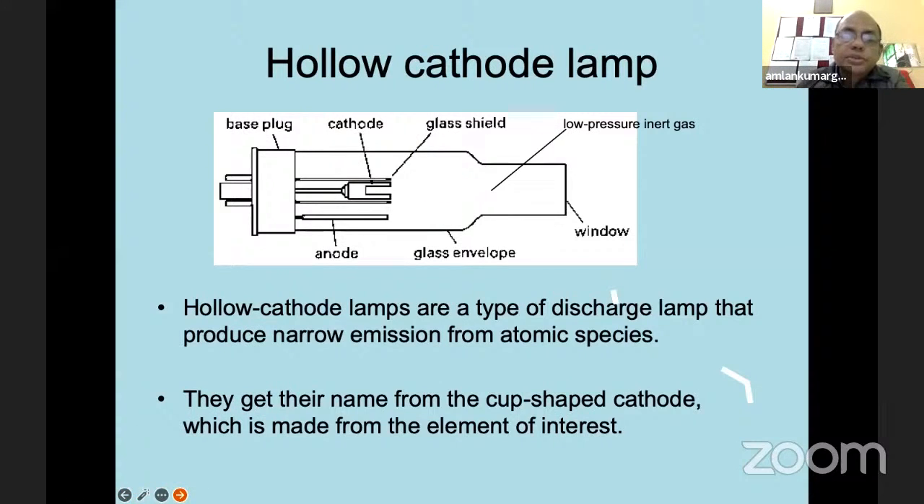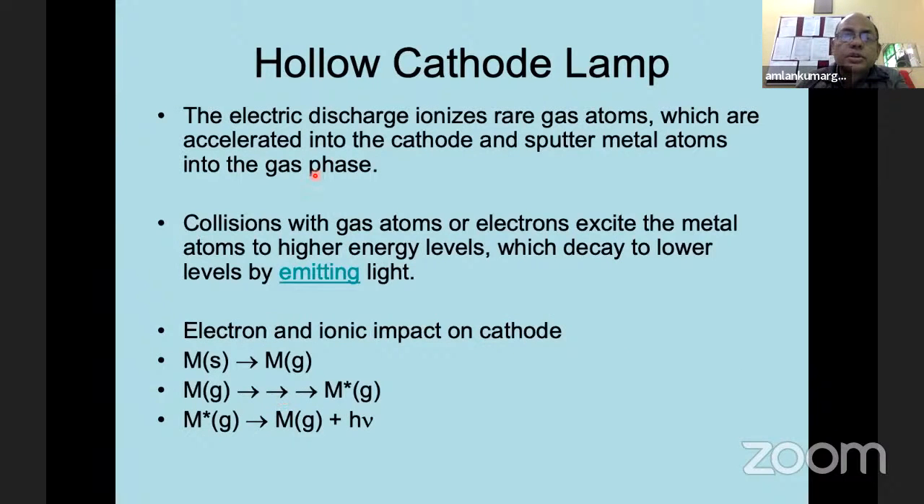When it becomes ionized, it will be attracted to the cathode, and while going to the cathode, it will hit other argon atoms and get them ionized also. The electrical discharge ionizes rare gas atoms, which are accelerated to the cathode and sputter metal atoms into the gas phase.